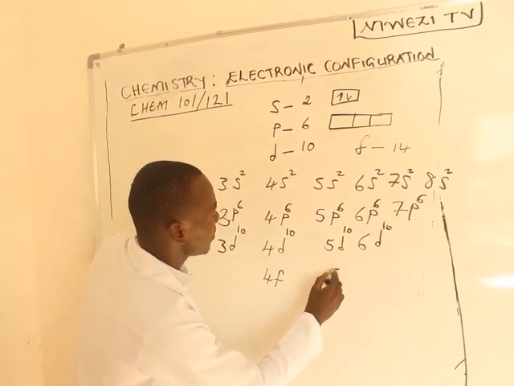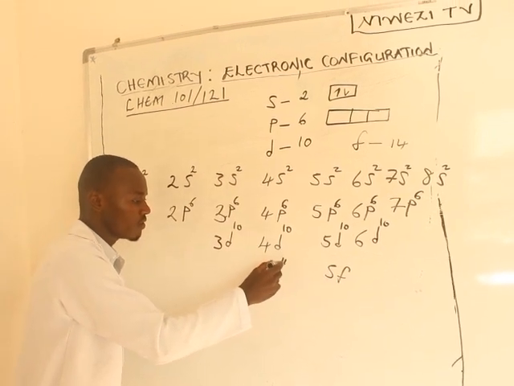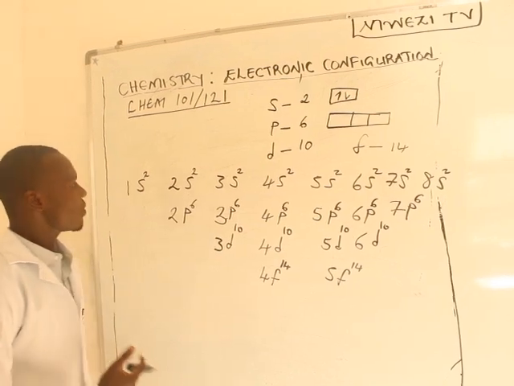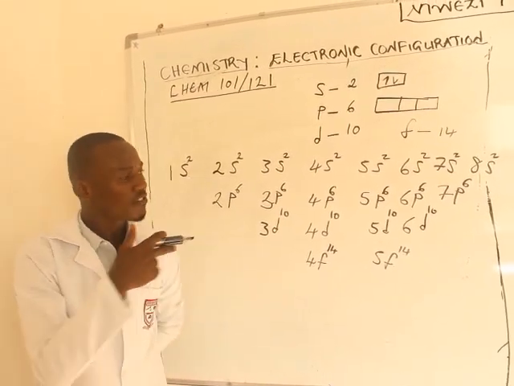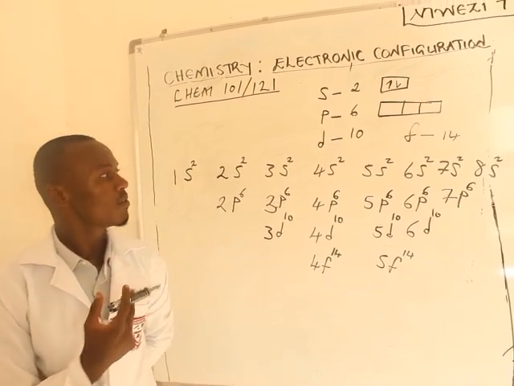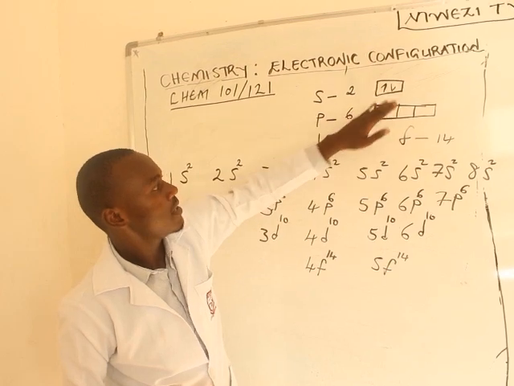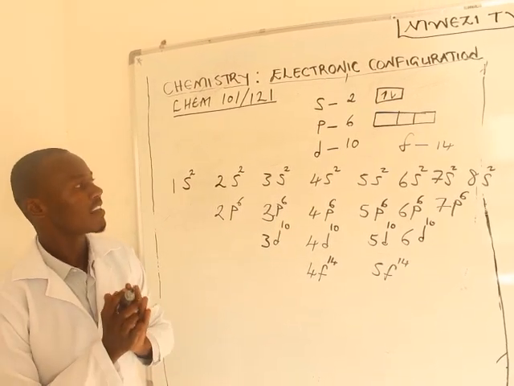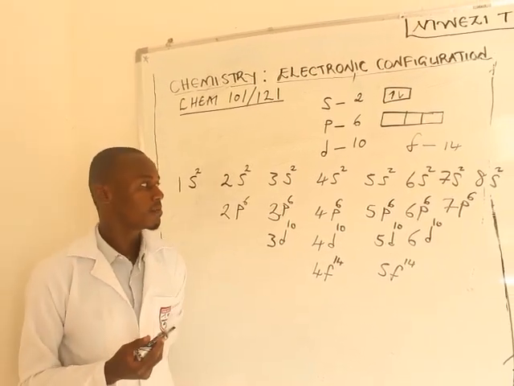The last one will be 5f. So the f orbital accommodates 14 electrons. Okay, so what am I going to do after this? We should also consider, apart from Pauli's exclusion principle, which is telling us to make sure that these spins point in different directions, we also have another principle that is known as Aufbau's principle.